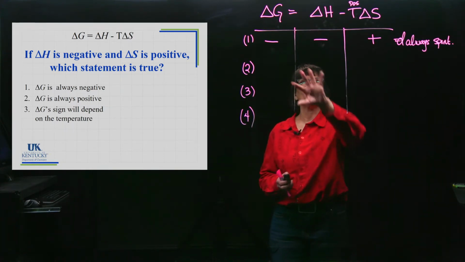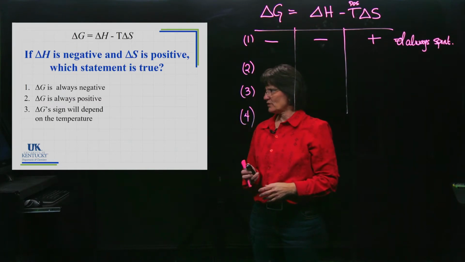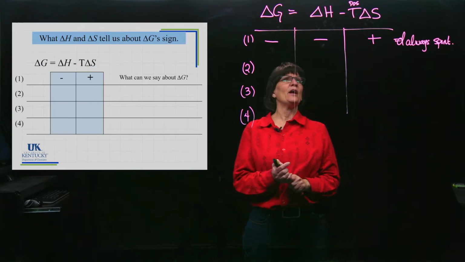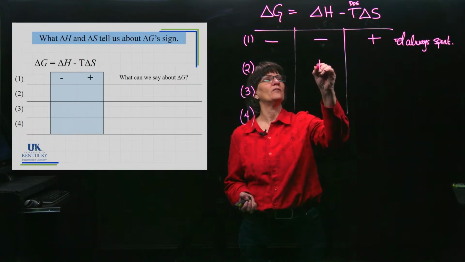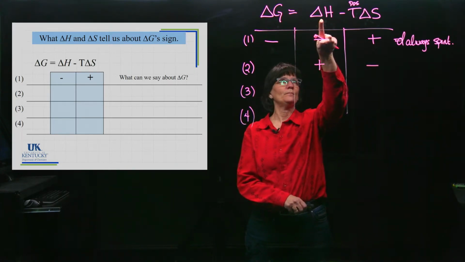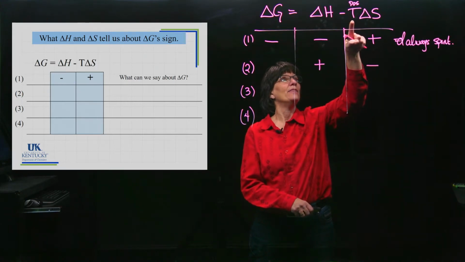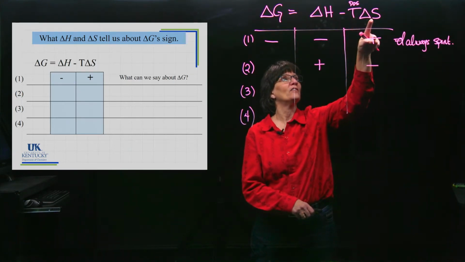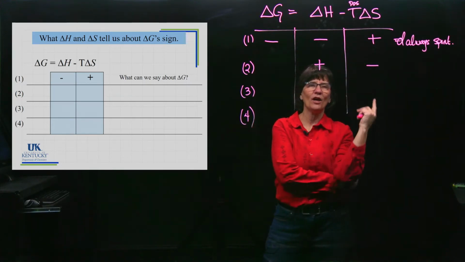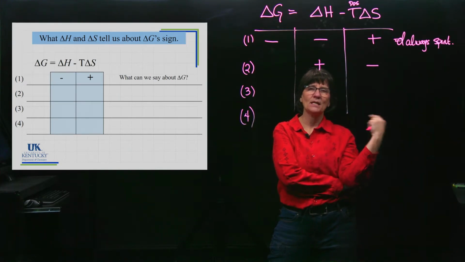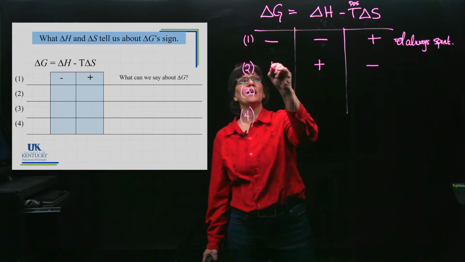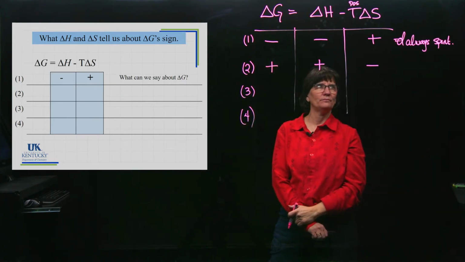All right, let's keep going with this table and let's consider the other possibilities. Second scenario is reverse it. Let's make this positive and this negative. So we're starting with a positive number. We're subtracting these two, where if this is positive and this is negative, we're subtracting a negative number. Well, if you're starting with a positive and you're subtracting a negative number, what is subtracting a negative number the same as? It's the same as adding. So you're starting with a positive and adding to it. So delta G would always be positive.